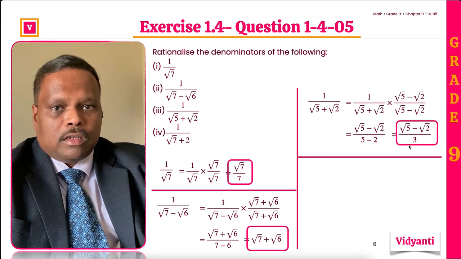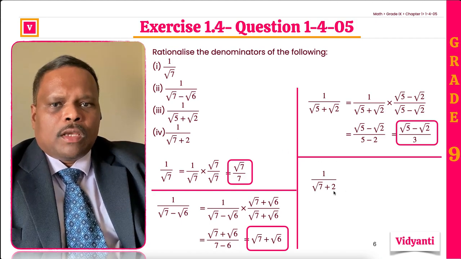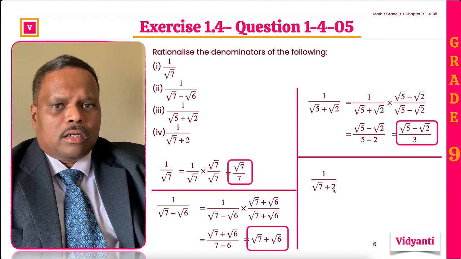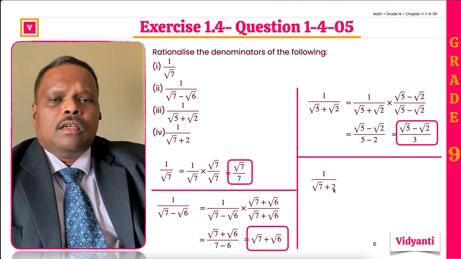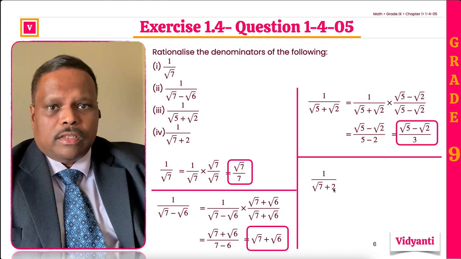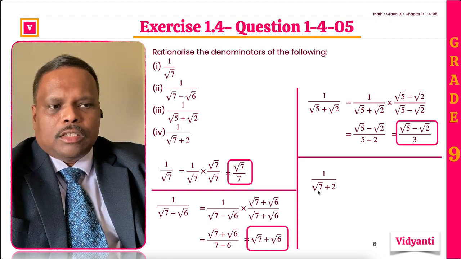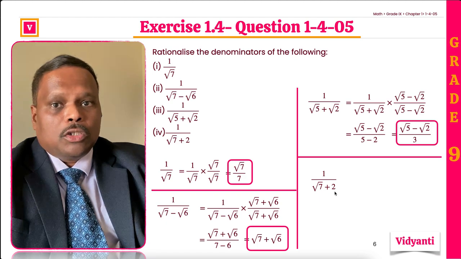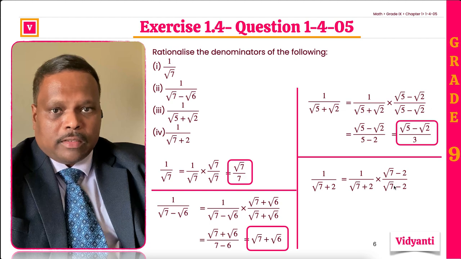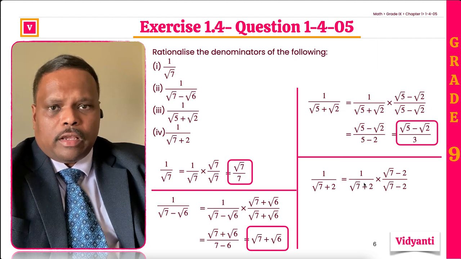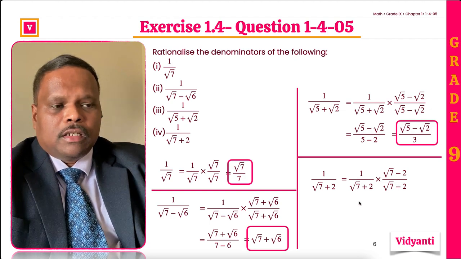Let's take this fourth sub-question, 1 upon root 7 plus 2. Now, here the second number is not under the root sign or radical sign, which is okay. We will still proceed with the same process. The denominator is root 7 plus 2. Its conjugate will be root 7 minus 2. We'll multiply both the numerator and denominator by the same number, taking the original fraction as it is. Again, in the numerator, nothing much will happen. It's root 7 minus 2 times 1.